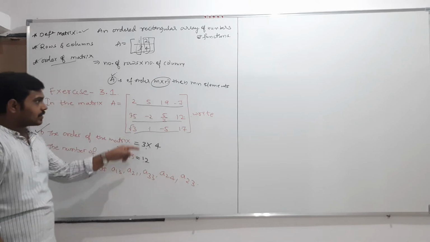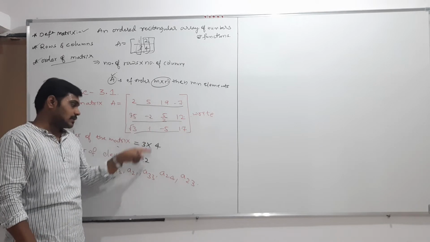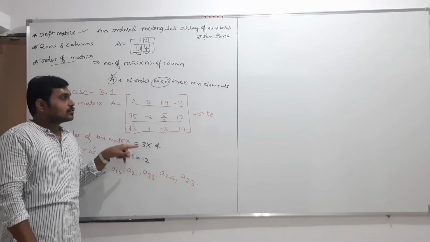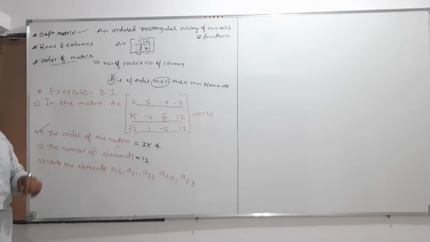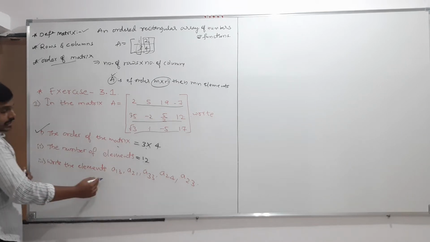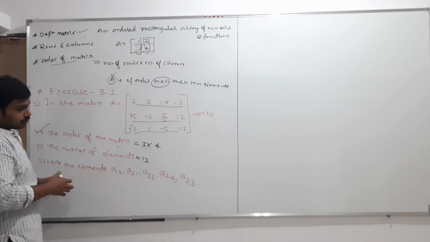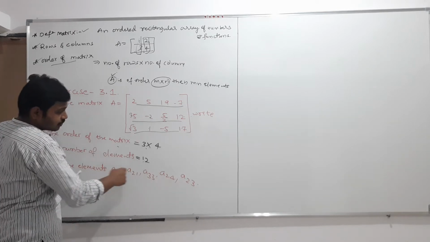You can also observe it. If you count the elements, that is also 12. And if I multiply these two, the product is also 12. So this matrix has 12 elements. And next they asked, write the elements A13, A21, A33, A24 and A23. So in place of these we should find the elements.